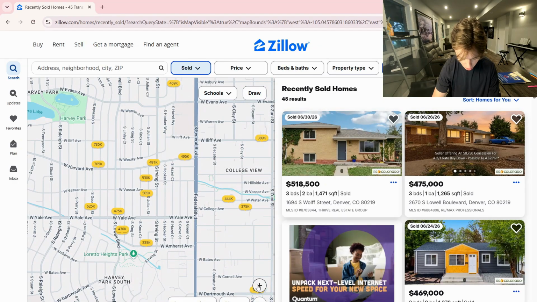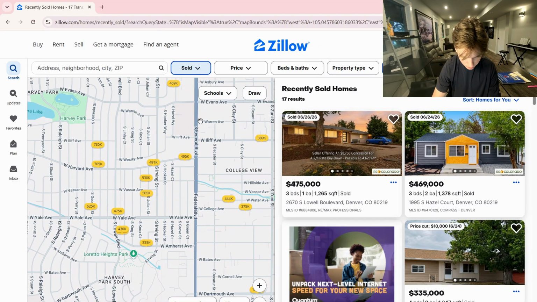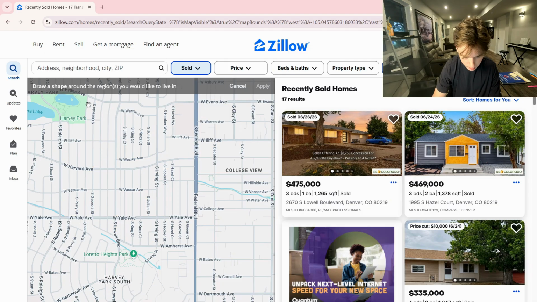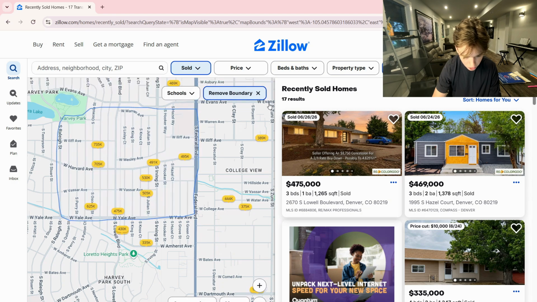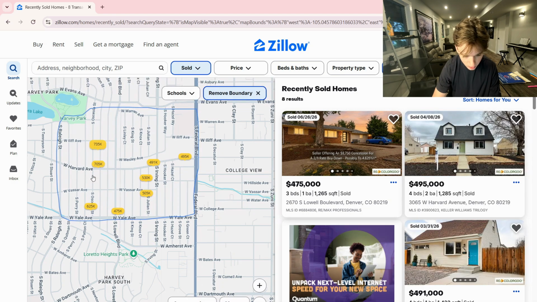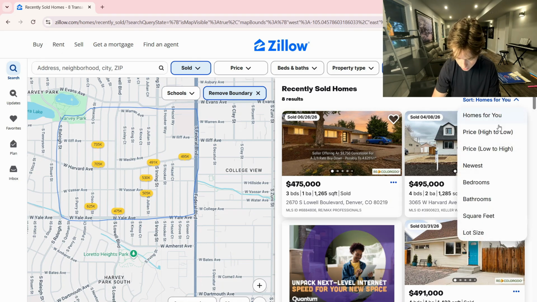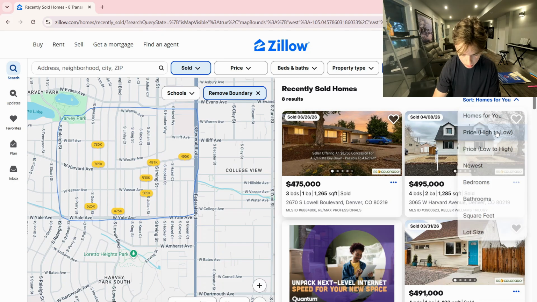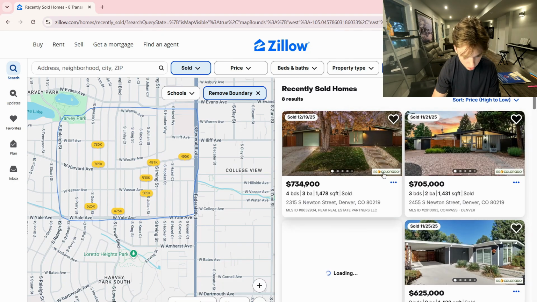So after we set all of our parameters, the next step is to draw our boundary. So I like to just draw a square right here. Make sure I'm not passing any major roads like Yale or Federal. There we go. Now these are going to be all of our comps that we can determine what the ARV is. Now what I do is I do high to low so that I can see really what ARV comps are.